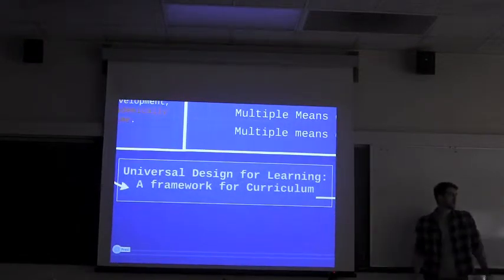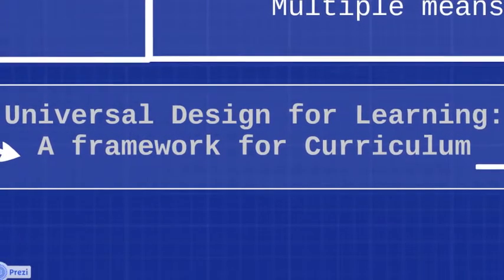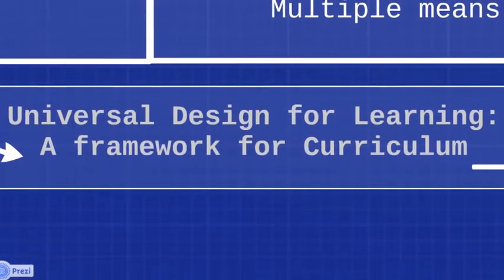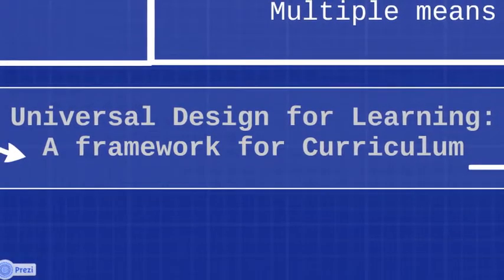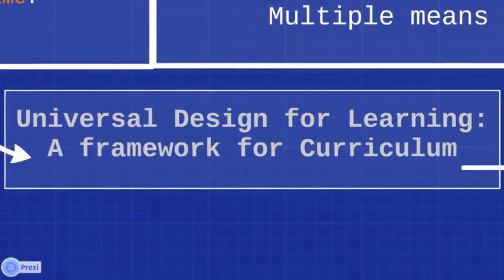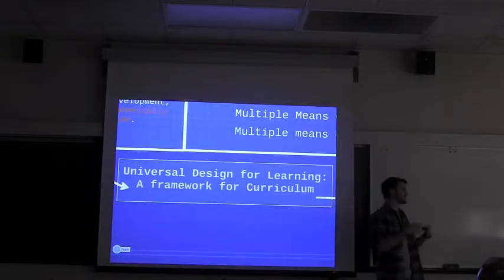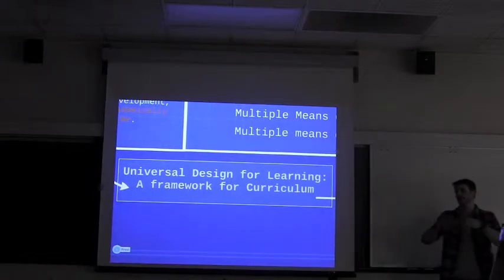So universal design for learning, how can we apply it more than just lesson by lesson? When I learned about universal design, I had to do one lesson plan. And it was like, how do you make this lesson plan universally designed? And so I thought about it more broadly. How do you make your curriculum universally designed? And that's what I want to discuss with you today. How do we broaden that spectrum?